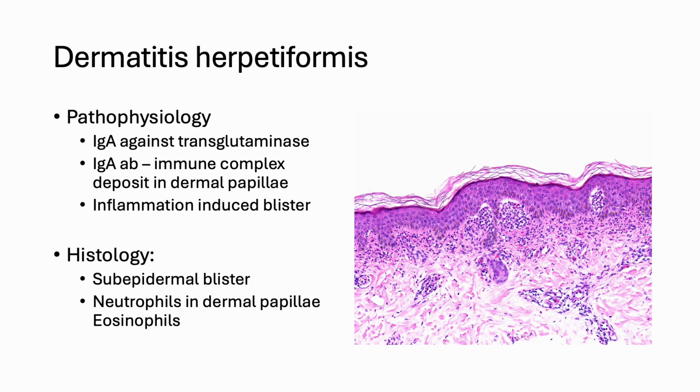Histologically, we can see there is a subepidermal blister, and the most common inflammatory cells are the neutrophils, and you can see the neutrophils in the dermal papillae. Sometimes you can see eosinophils as well, but it's mainly neutrophils.